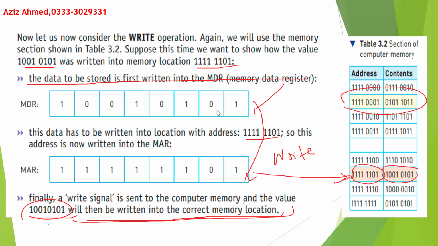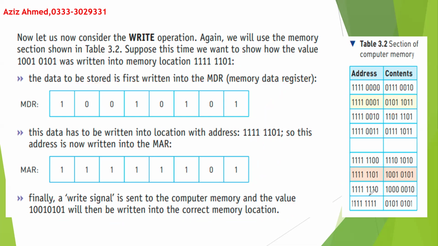Got it? This is written. This is this one, and this is the address, and this is the content. A write signal is used. Okay, this is the basic working of memory. Should I move to the next slide?